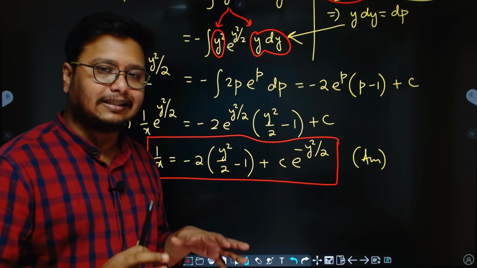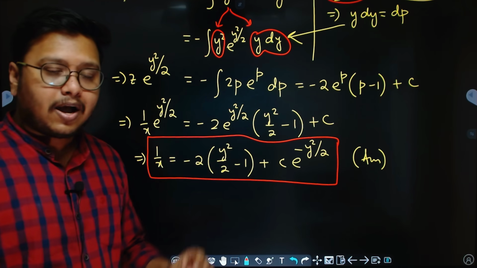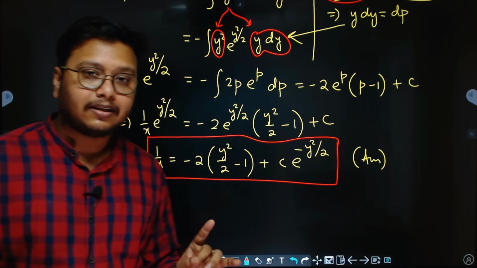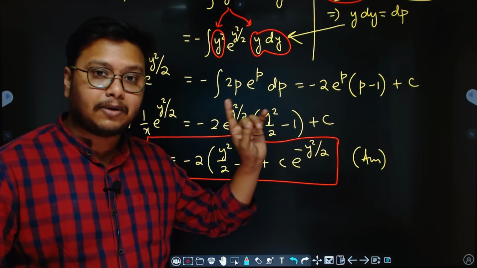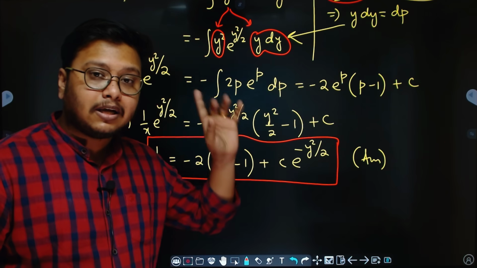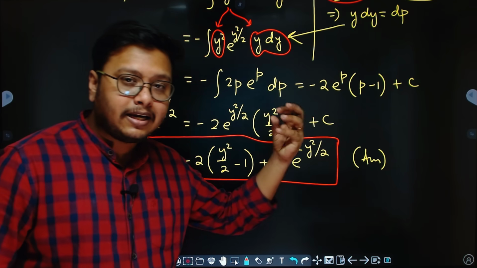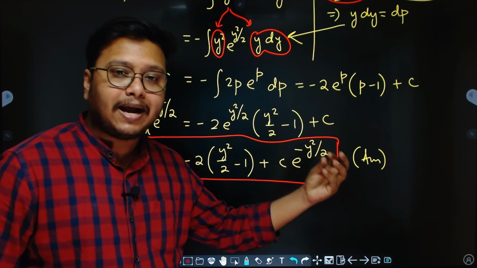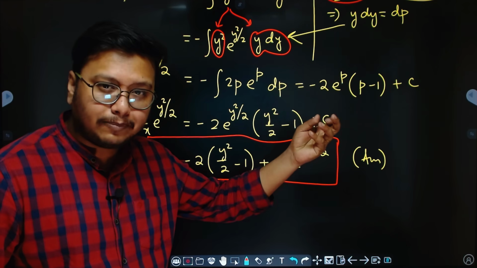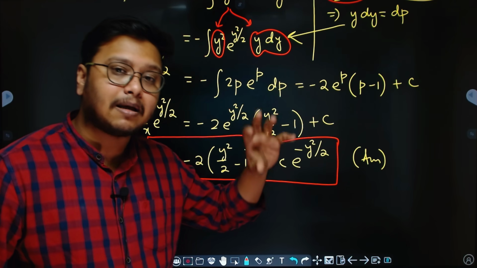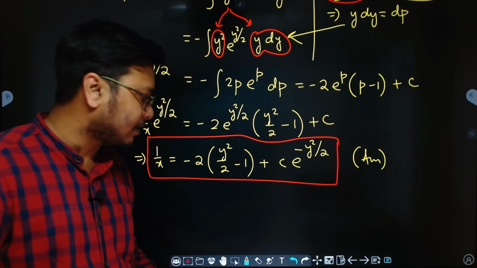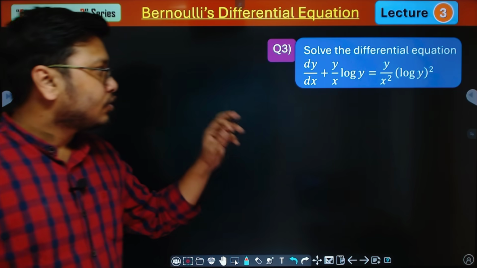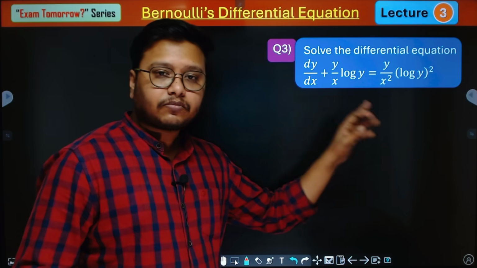So I hope this is making sense to you now. Now I'll do one more last question, but this question will not match with the Bernoulli format. As I told you, sometimes the nonlinear term of Bernoulli might not be of the format y to the power n or x to the power n. It might be some other term. So that kind of sum, let's take a look. So this is the question.